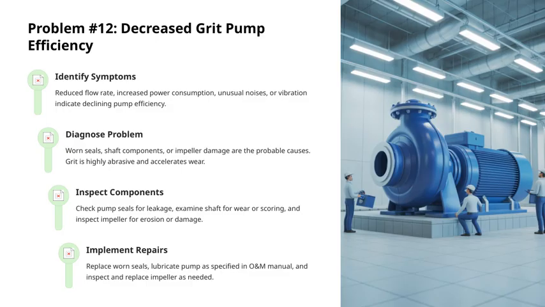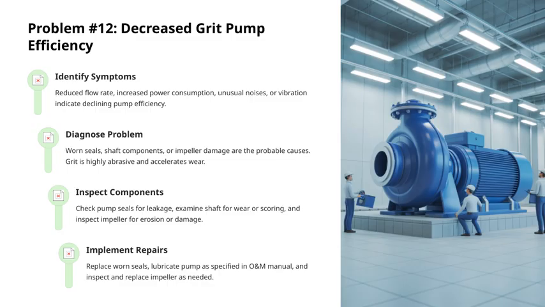Let's take a closer look at problem 12, decreased grit pump efficiency. When a pump isn't working as well as it should, you'll notice some key symptoms. These include a reduced flow rate, meaning less material is being moved. You might also see increased power consumption, which indicates the pump is working harder than it should. Unusual noises or vibrations are also common signs that something's off.